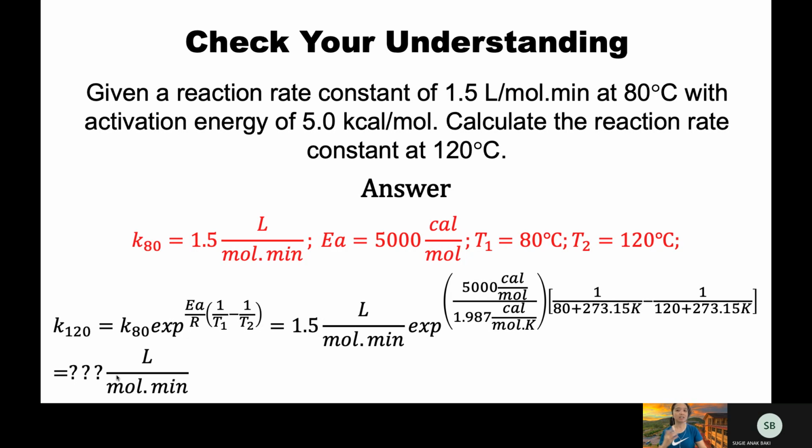With the understanding, as I told you, K will increase with temperature. Maksudnya dalam case ni, if 80 Celsius, K is 1.5. At 120, K dia definitely bigger than 1.5, more than 1.5. So if you get your K less than 1.5, you have to recheck the equation sebab dia tak boleh. Dia mesti K increases with temperature. So that's one way for you to check your calculation lah. If you get K lesser, you can check because that means there's something not right about the calculation.